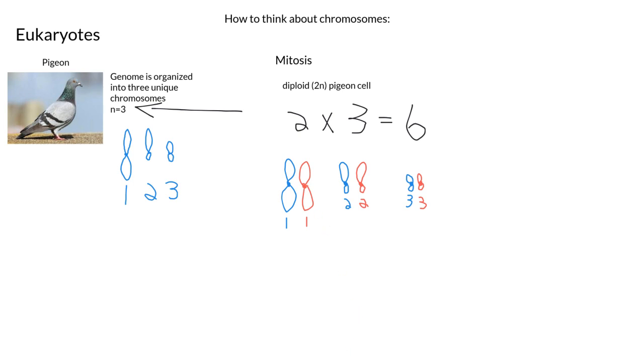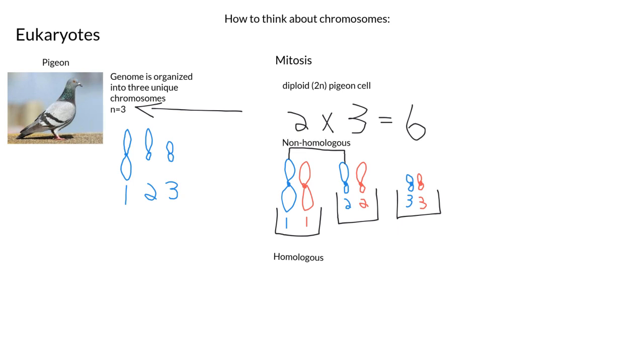The relationship between blue chromosome 1 and red chromosome 1 is that of homology. These are homologous chromosomes. This is a homologous pair. There's a homologous pair of chromosome 1s, a homologous pair of chromosome 2s, and a homologous pair of chromosome 3s. Conversely, the relationship between the blue chromosome 1 and the blue chromosome 2 is a non-homologous relationship.